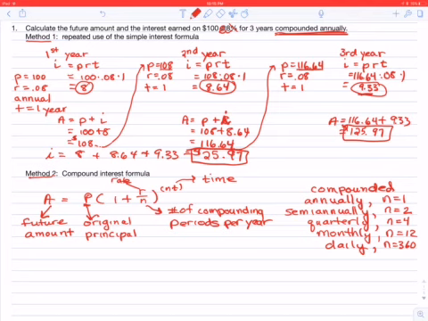All right, so if we want to find the future amount on $100 at 8% for 3 years, P is 100, the R, that's 0.08, that's 8% as a decimal. That's an annual rate because we're not told otherwise.